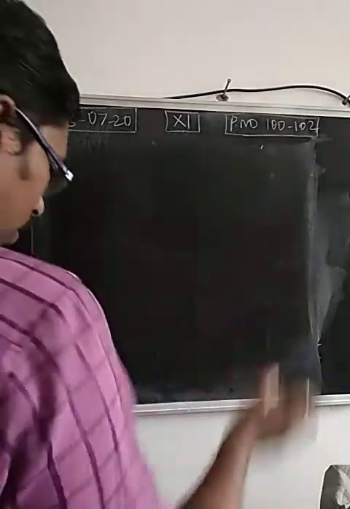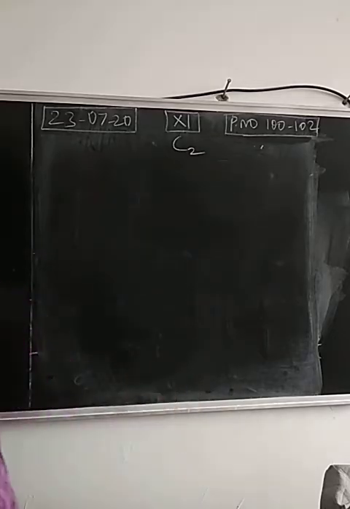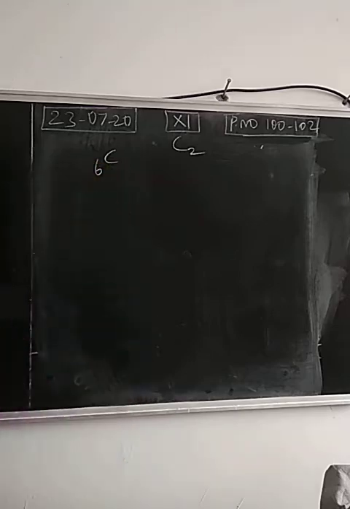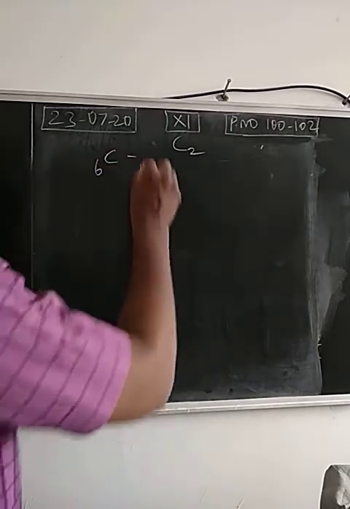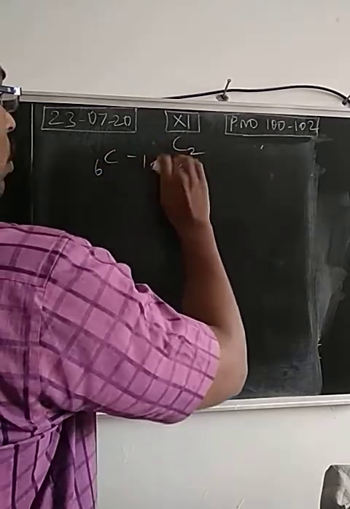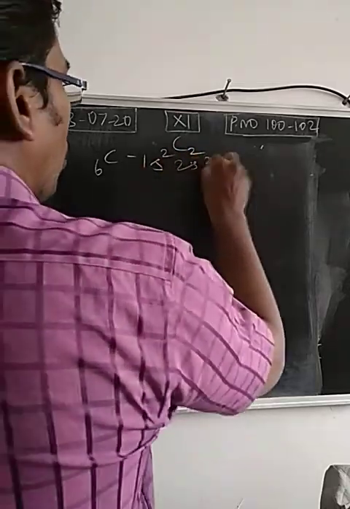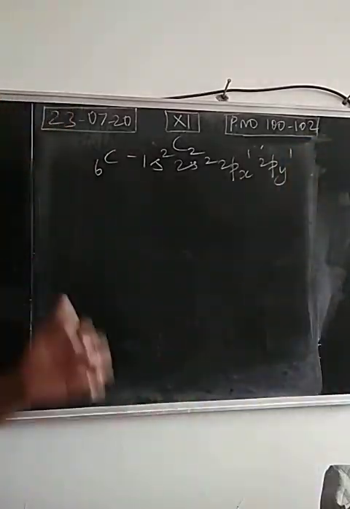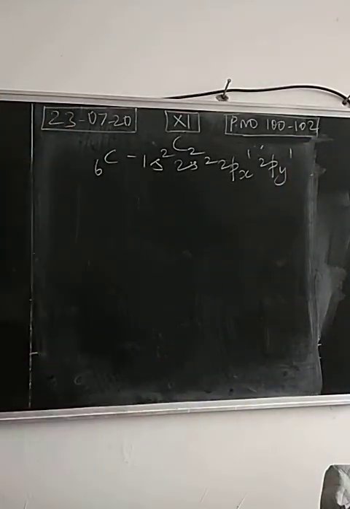So first we take carbon. If two carbon atoms are mutually combining, what will be the formation of a molecule? That will be explained. We take carbon with atomic number 6. What is the electronic configuration? 1s2, 2s2, 2px1, 2py1. So this is the electronic configuration of carbon.